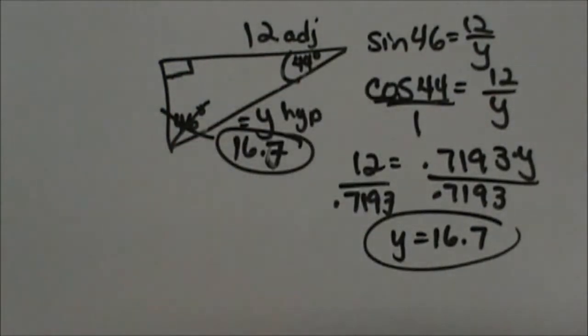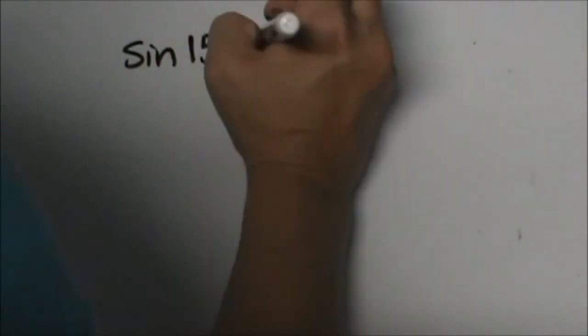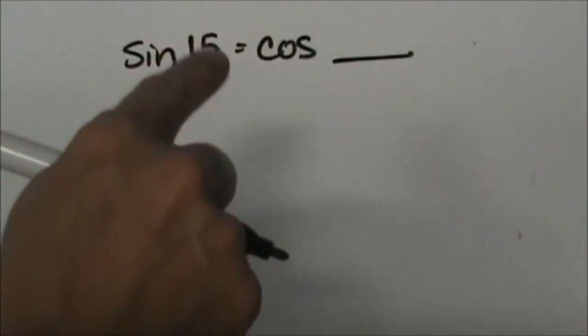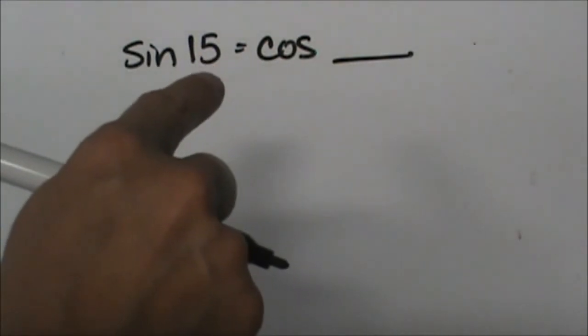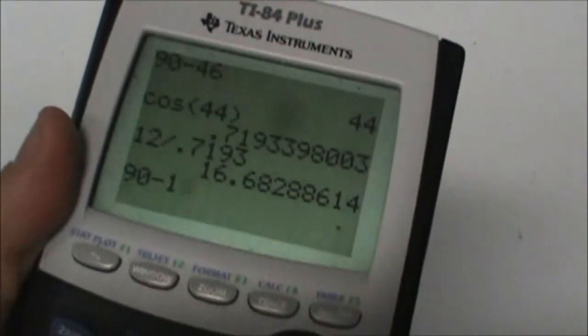Okay, but let's stop for a second and just review the concept of what's going on there. Okay, so let's do some examples real quick. The sine of 15 is going to equal the cosine of what angle? Well, we know that if we find the complement of 15, then that's going to be the correct answer. So all we have to do is take 90 minus 15, sorry about that, and you get 75.